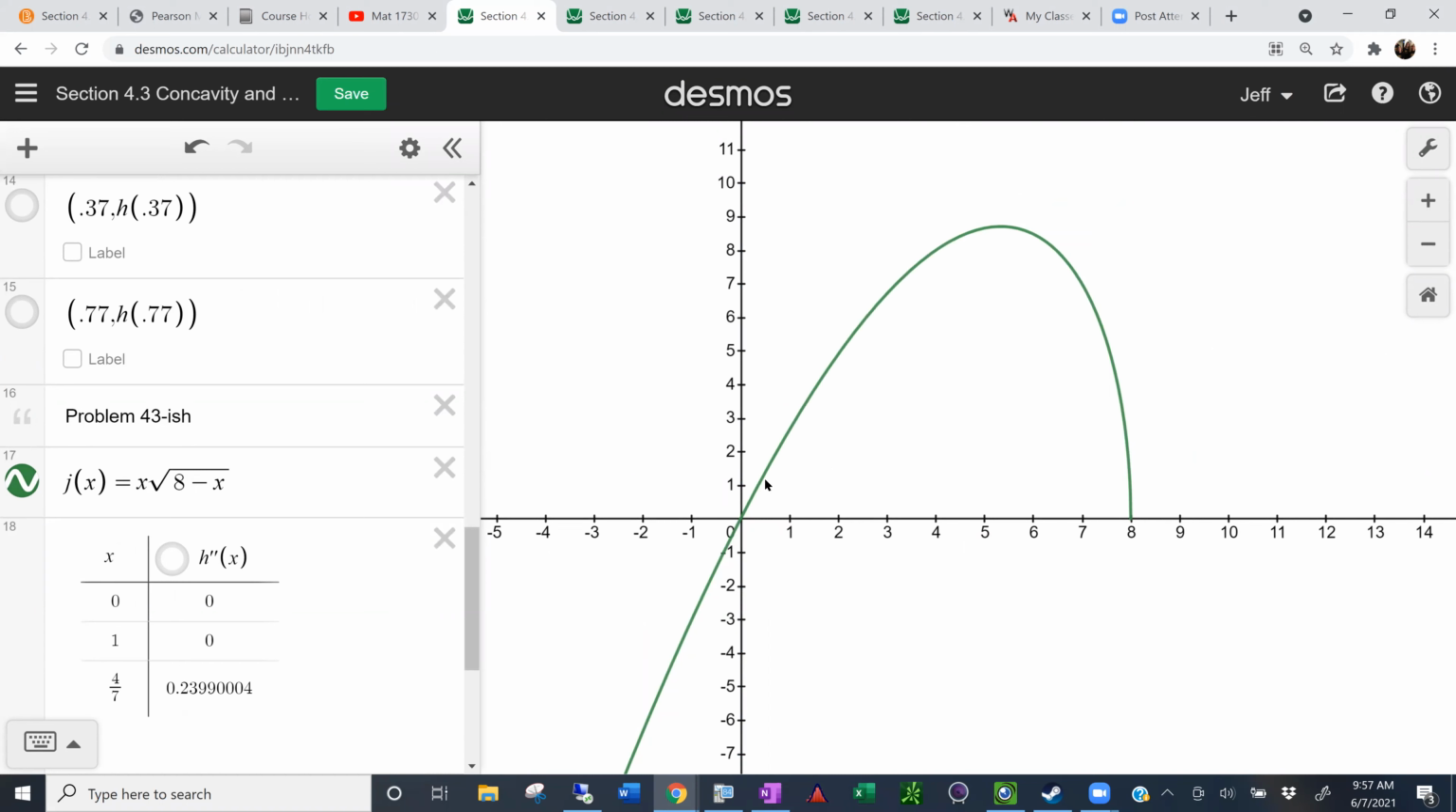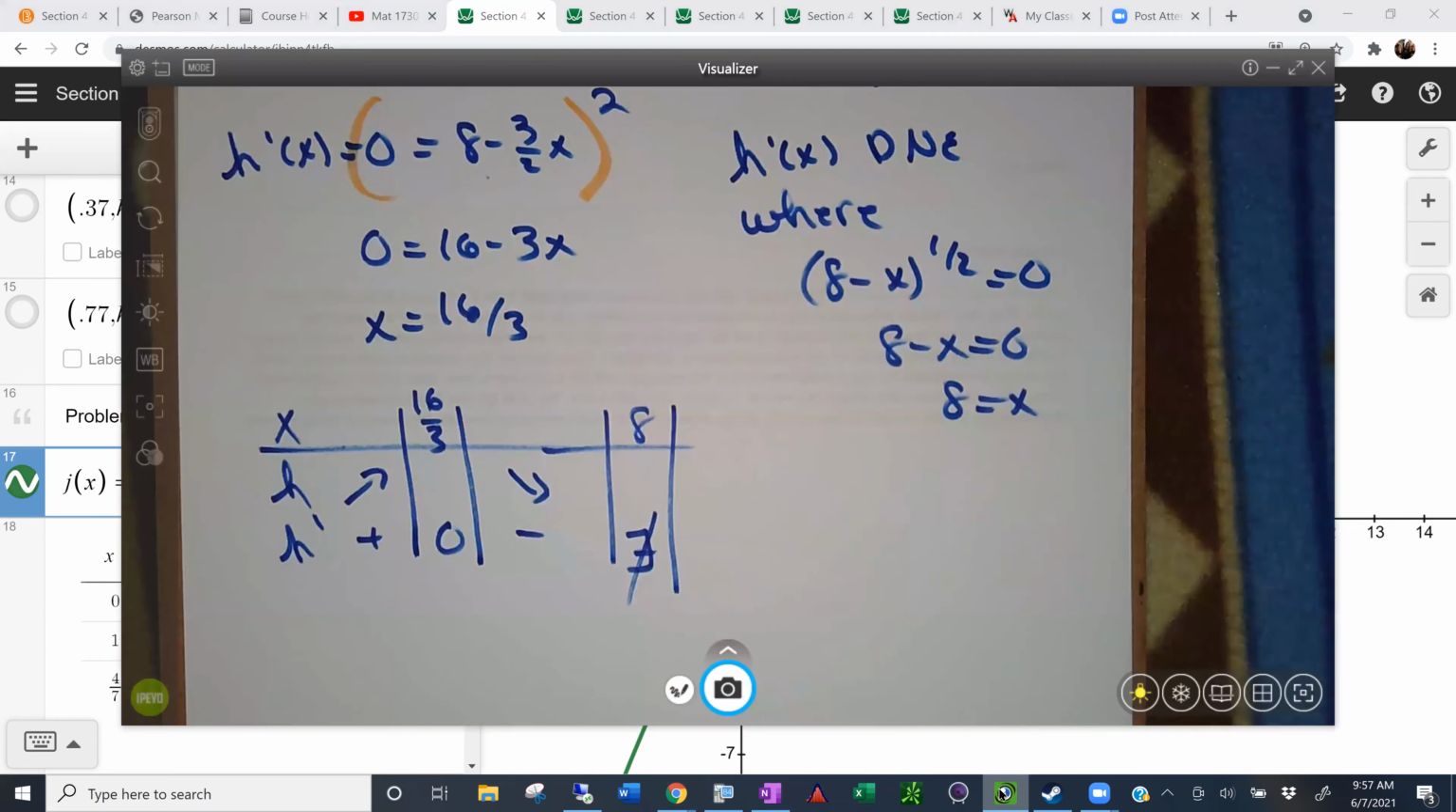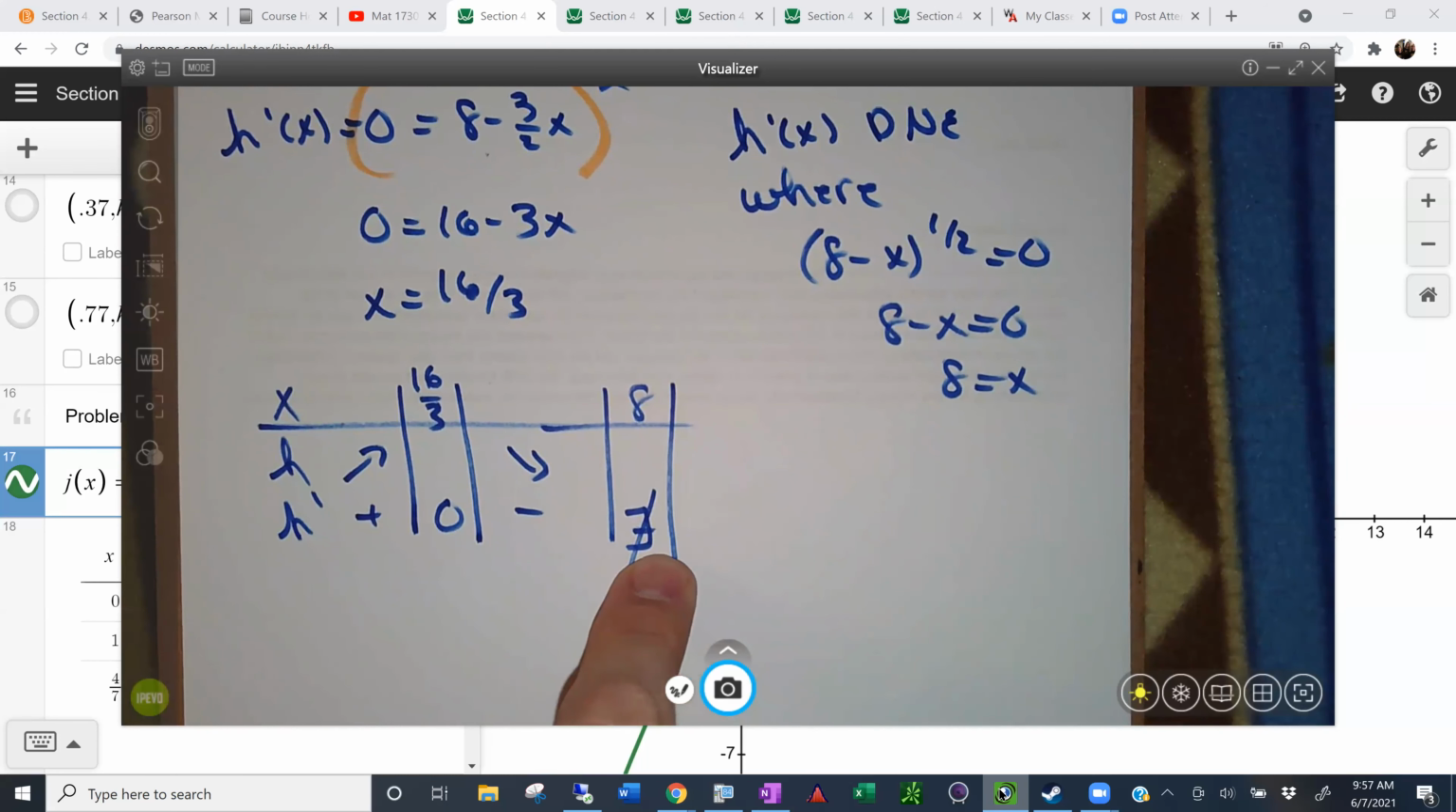What's nice is that if you're doing this on Desmos, you can easily trace and find that maximum point. It's right where we said it was, 16/3. If you plug in 16/3 for x, you get about 8.709 for the y value. The function is increasing until it gets to this point, then it's decreasing. Looks perfect. It's always concave down. You could prove that with the second derivative. The second derivative will always be negative.